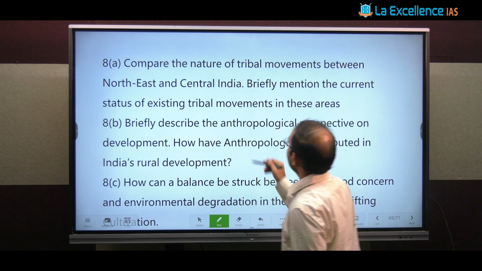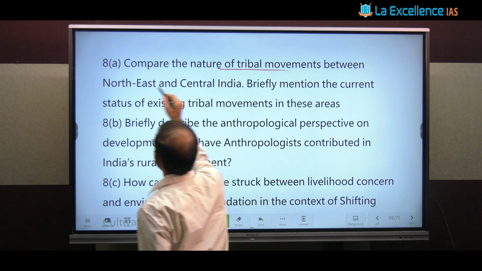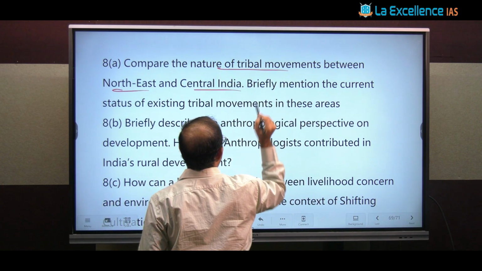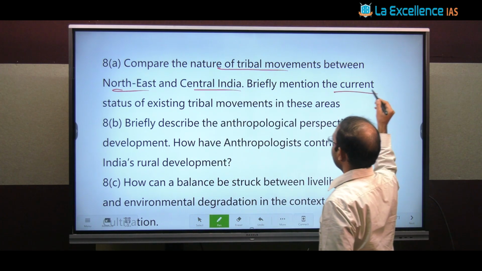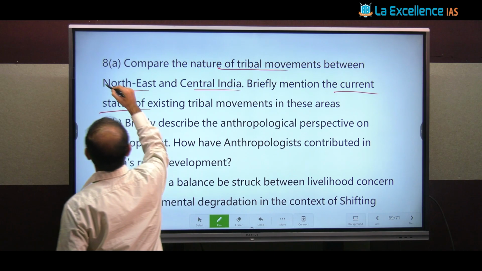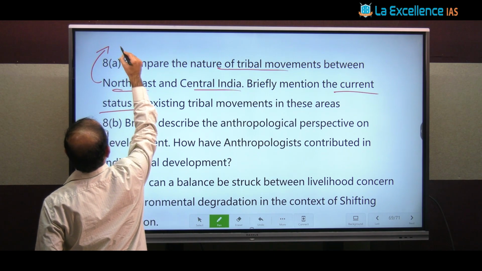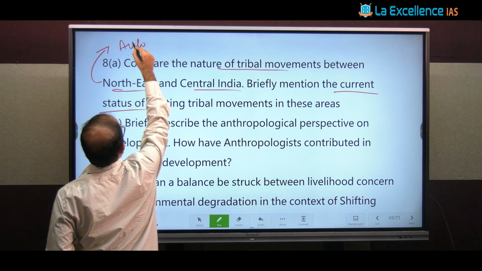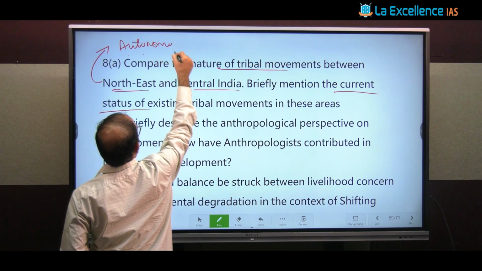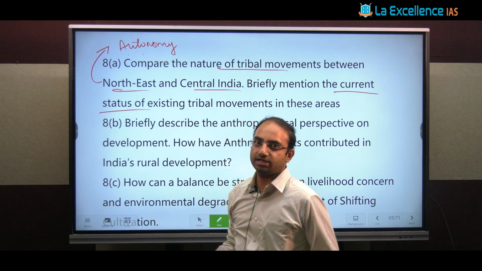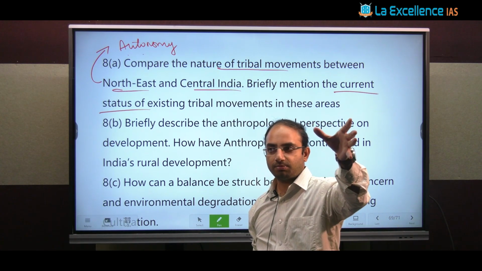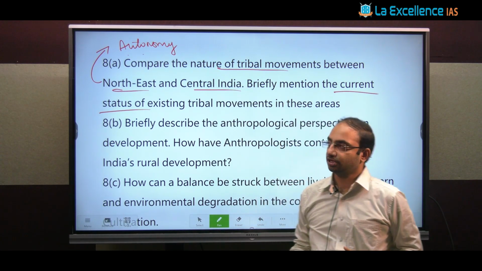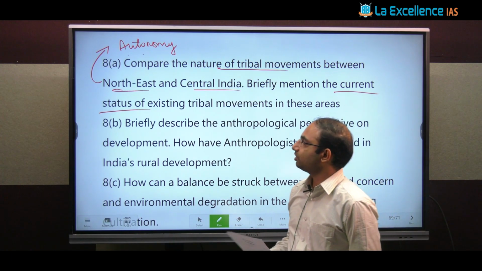Next, nature of tribal movements between northeast and central India. Again, very conceptual question and very interesting question, and they are asked to mention current status. So very good. You can just say in northeast the movements are more for autonomy. So this question calls you to analyze the difference between problems of northeastern tribes and problems of central Indian tribes. In northeast India, what tribals want is autonomy.